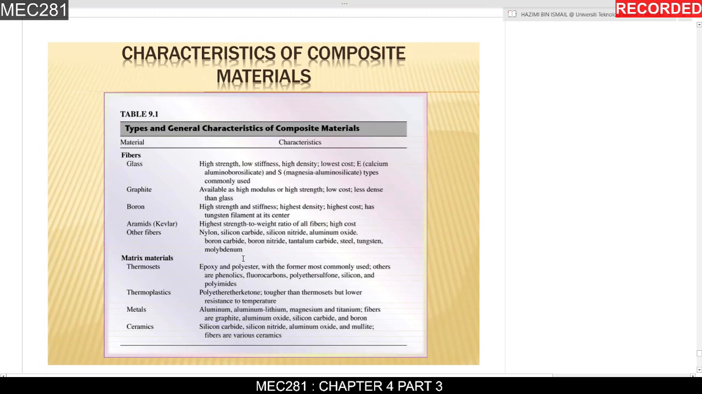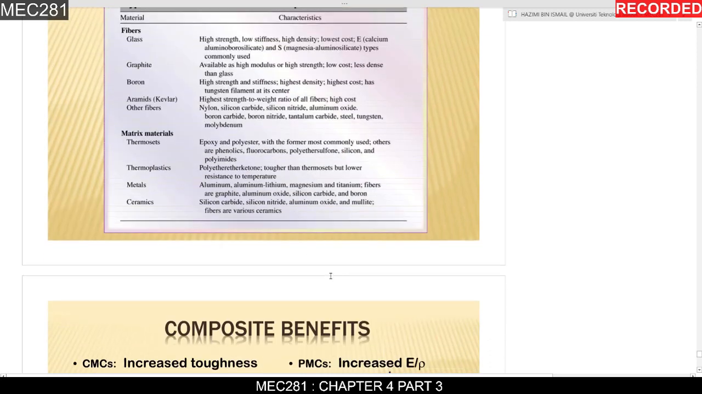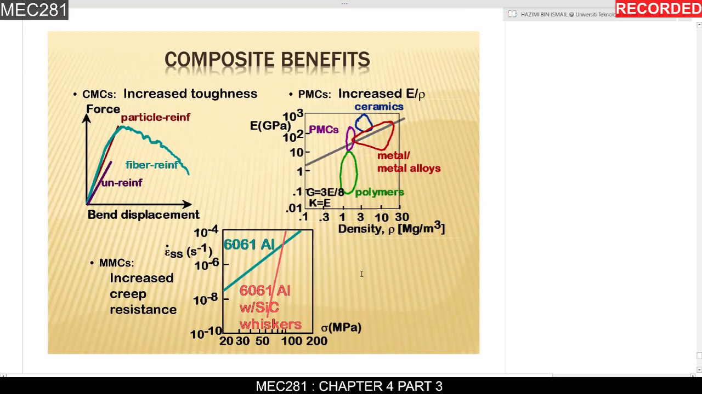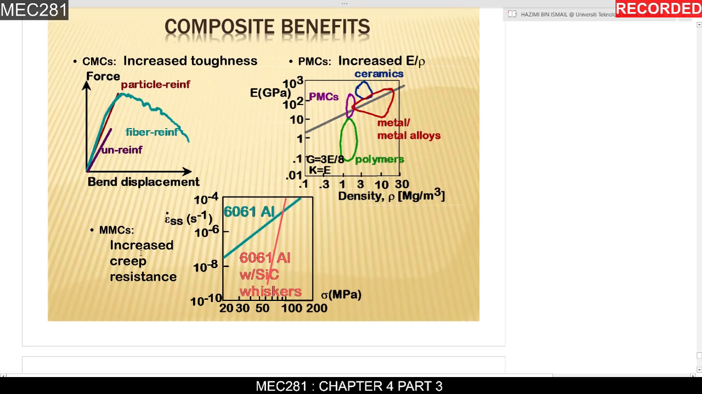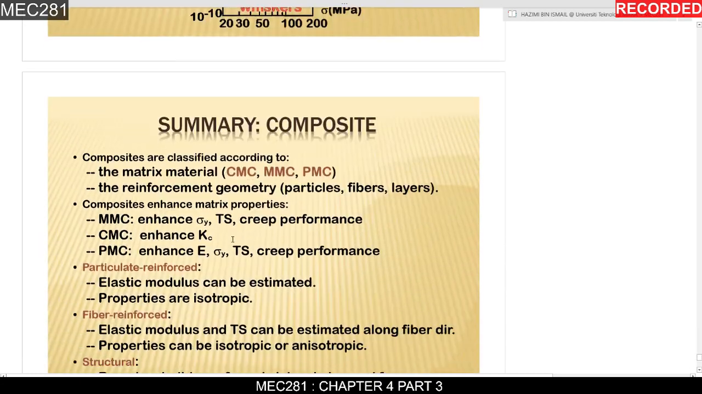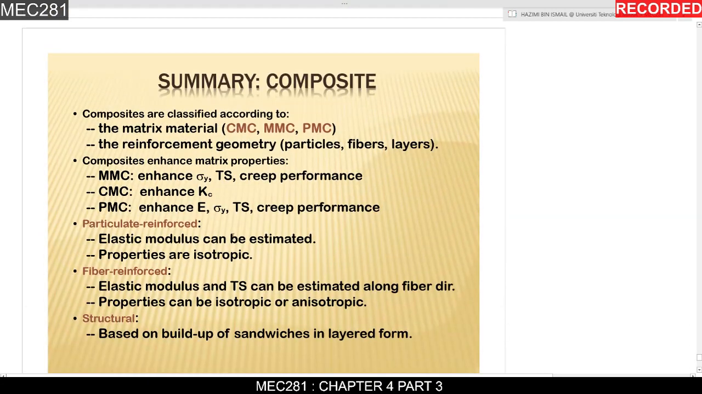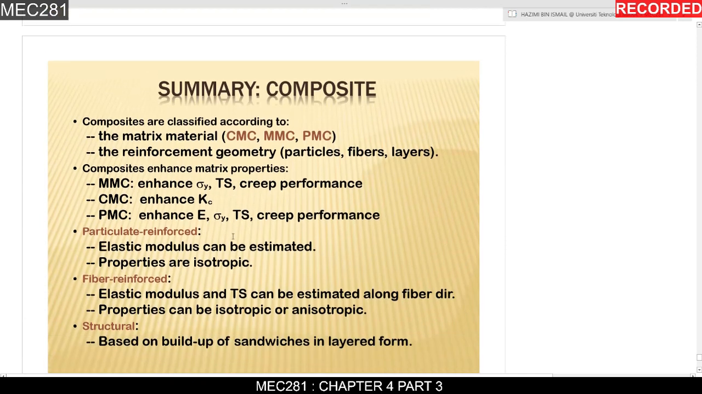This is the characteristic of composite material when you use glass as the fiber, and then you get that characteristic. So composite benefits: it increases toughness compared to the pure material, and it also increases modulus, increases creep resistance, and so on. So that's all for the composite.